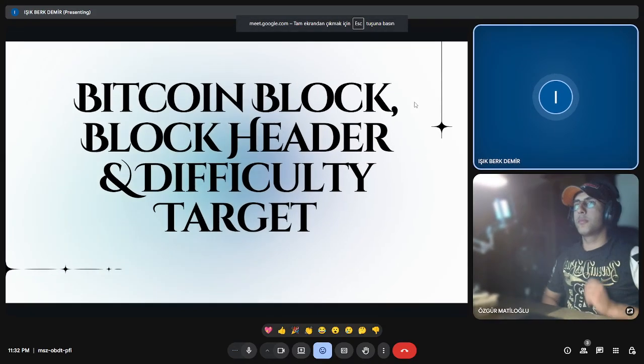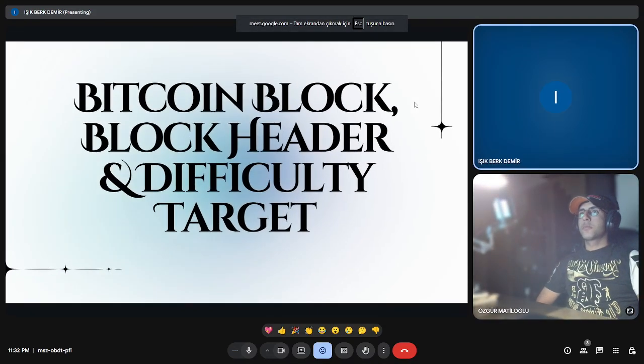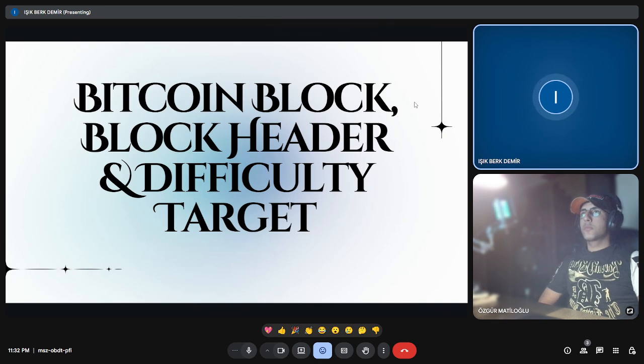Hello everyone. Today I'll be walking you through some core concepts in how Bitcoin works behind the scenes, especially the structure of a Bitcoin block, what the block header contains, and what the difficulty target means in mining. So these might sound a bit technical at first, but by the end of this presentation, you'll see how they all come together to make the Bitcoin network secure and reliable.